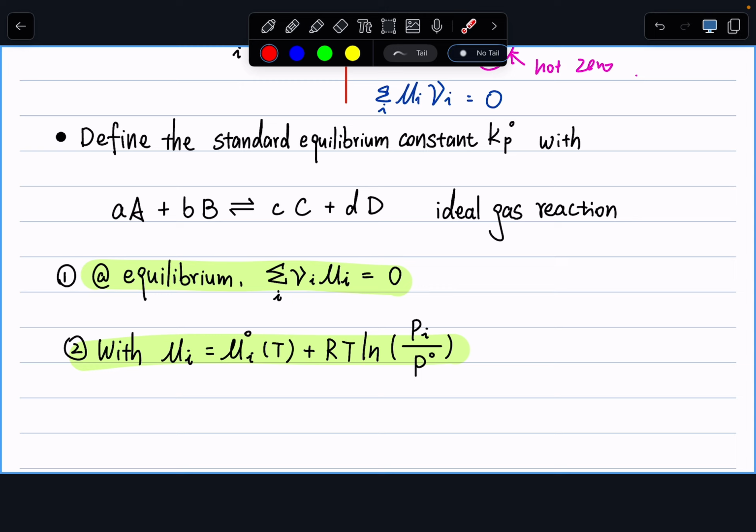So these are just rewriting my chemical potential into molar Gibbs free energy. Now, that's a sum, and this looks very familiar. The sum is effectively the same sum if we write the stoichiometric coefficient times the molar Gibbs free energy of species i at a certain temperature. So these two are the same. What is this sum? That's the delta G of the reaction.